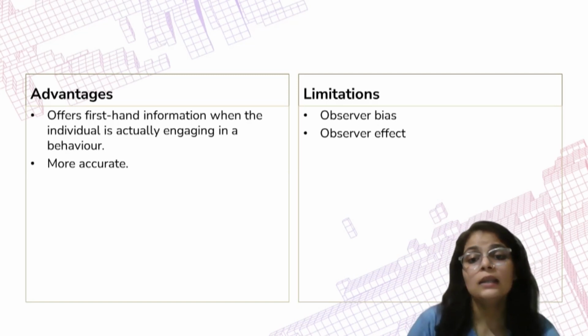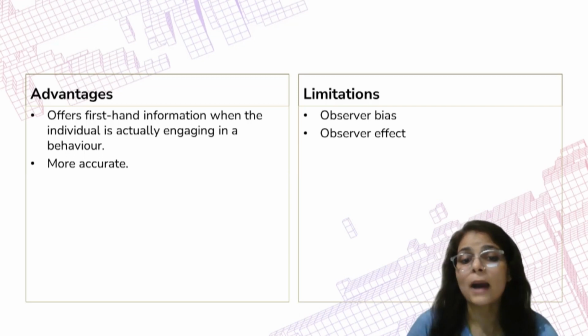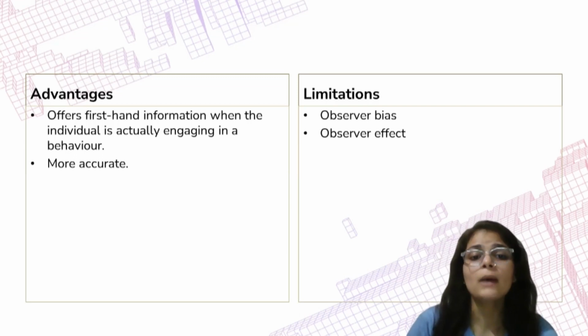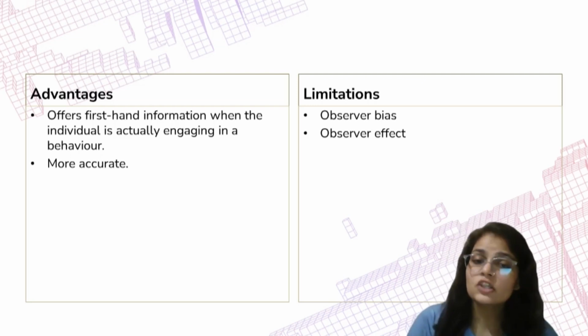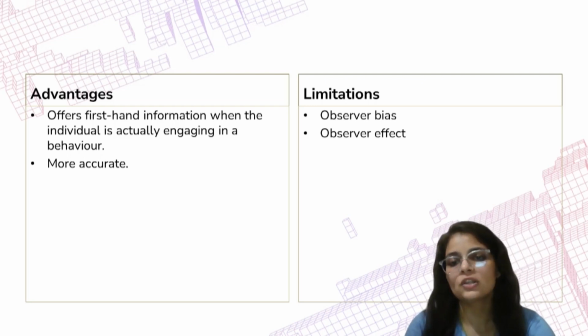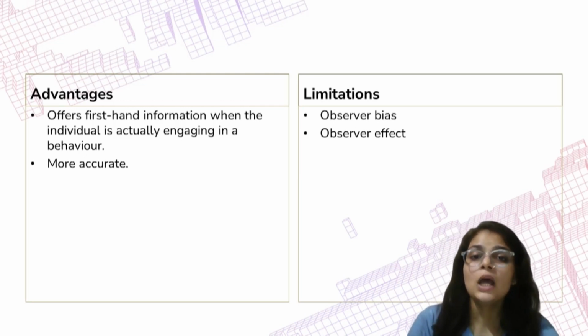What are its limitations? Limitations include observer bias and observer effect. What do you mean by observer bias? Observer bias is when a person who is observing has their own biases, beliefs, and value systems that may affect the observation process and the interpretation of the observation data. It can be understood with an example: if you're observing a teacher who is a male and you are a female, as a female, you might have a bias that male teachers are not so good in explaining. This bias about male teachers can affect your interpretation.